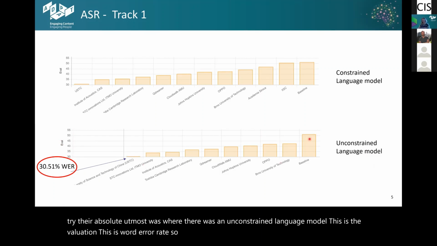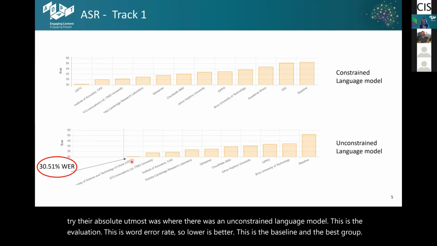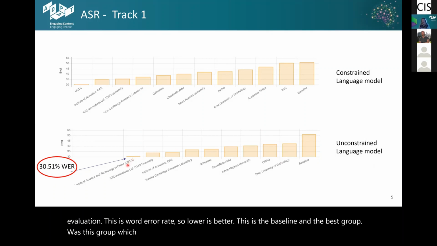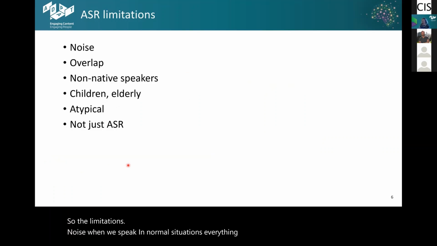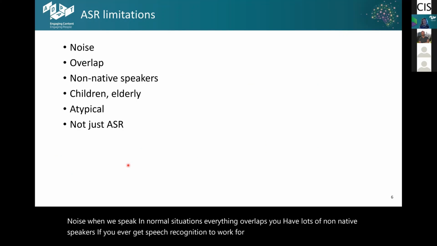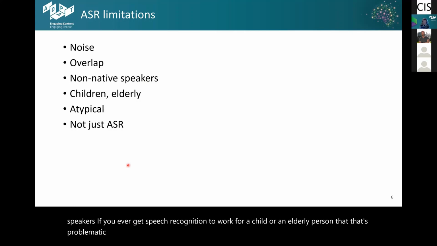So the limitations. Noise, when we speak in normal situations, everything overlaps. You have lots of non-native speakers. If you ever get speech recognition to work for a child or an elderly person, you know that that's problematic. So anywhere basically that you have an atypical speaker, you're going to have problems with speech technology. And that's not only for automatic speech recognition. So that brings us to multimodality.